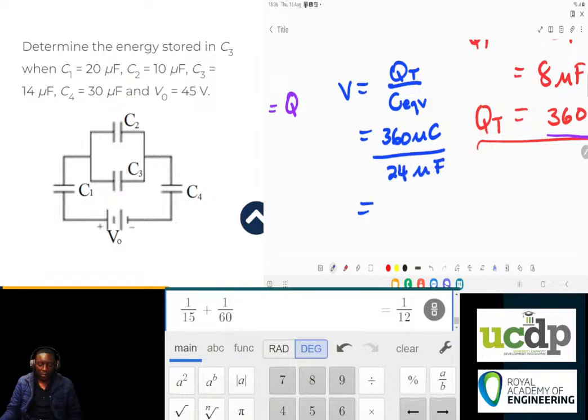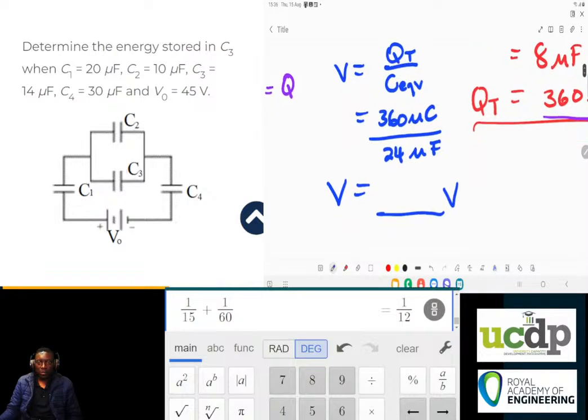And what is that value? What is that value for the voltage? You are cutting, sir. I can't hear you.